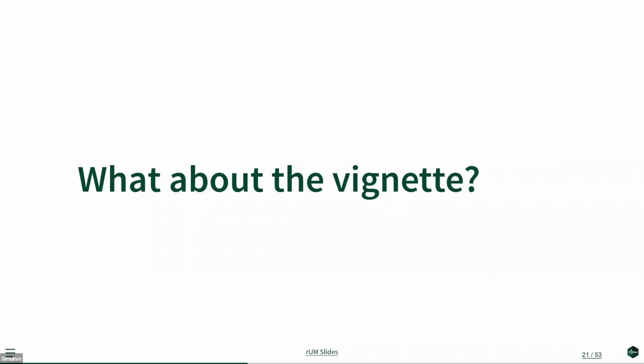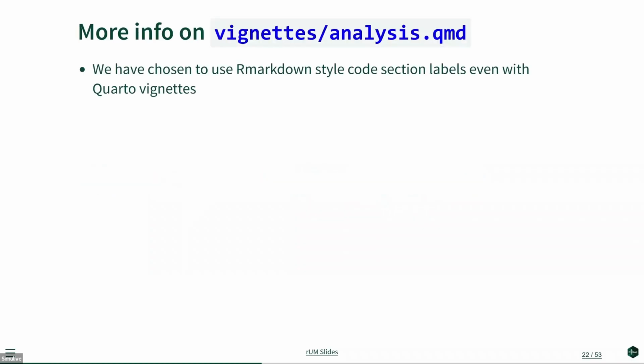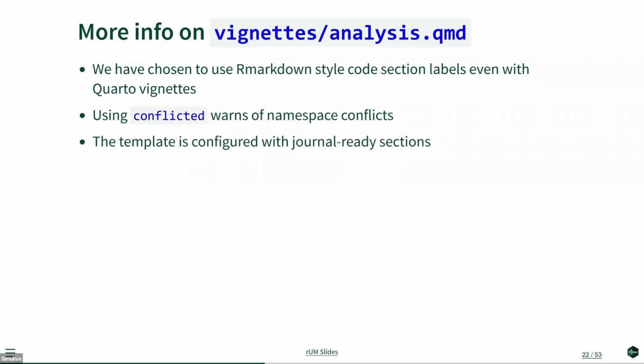But what about the vignette itself? We've chosen to use R Markdown style code section labels. So if you collapse, you can still see the name of the code chunk. This does not happen if you use Quarto and you use the hash pipe label option. We load in conflicted. So if you have two packages that share the same function name, you get nice messages. And the template is already configured with the abstract, the introduction to methods, and the results section.